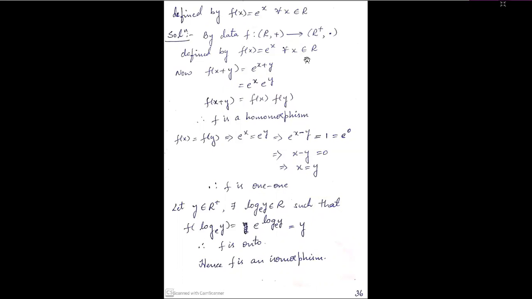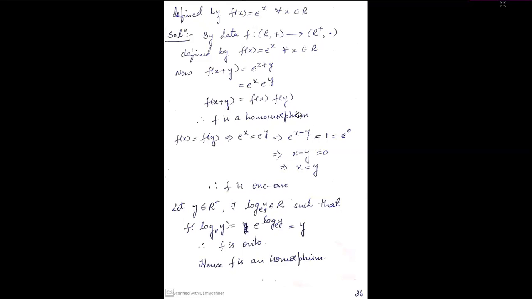To show it is an isomorphism, we need to prove that it is a homomorphism, 1-1 and onto. To prove it is a homomorphism, I first take f of x plus y, because the operation here is plus whereas the operation here is dot. So f of x plus y is equal to e to the power x plus y, and by law of exponents we have it as e to the power x into e to the power y. So e power x is nothing but f of x, e to the power y is f of y. Therefore f of x plus y is equal to f of x into f of y. Therefore f is a homomorphism.